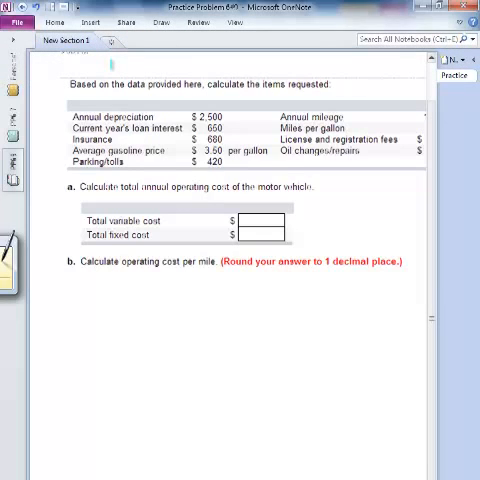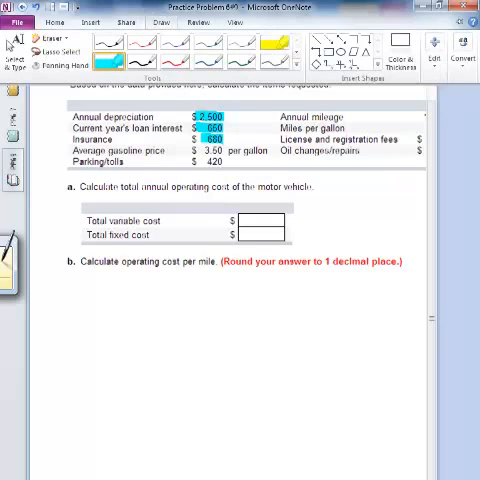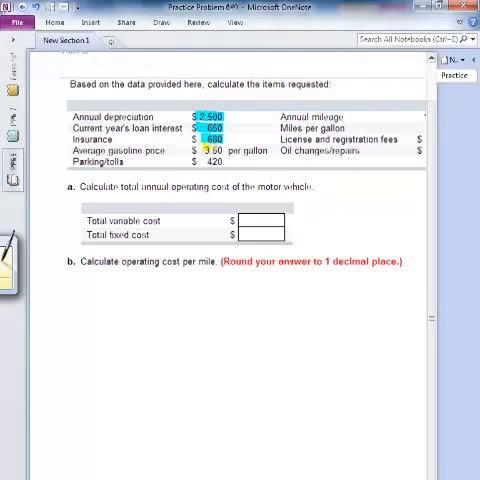So first, depreciation will be a fixed cost. That will happen every year. The current year's loan interest, that's a fixed cost. Insurance is a fixed cost. Average gasoline price will be a variable cost. And it's per gallon, so we're going to need that later. Parking and tolls, $420, that's a variable cost. Annual mileage, that will go into paying for gas, which will go as a variable cost.